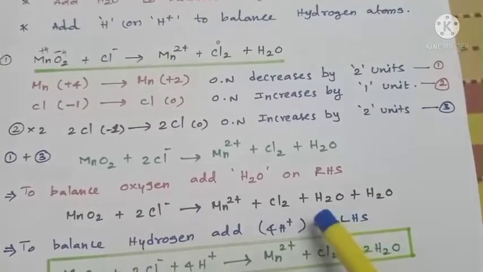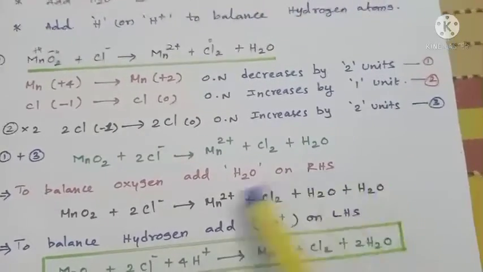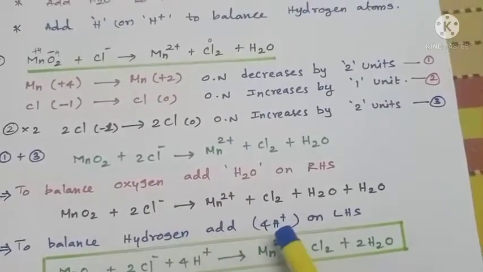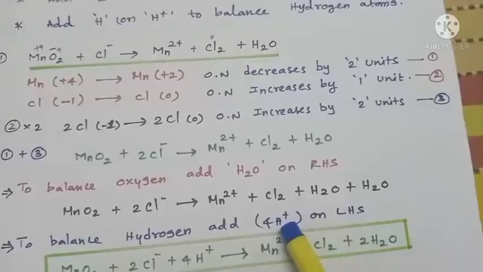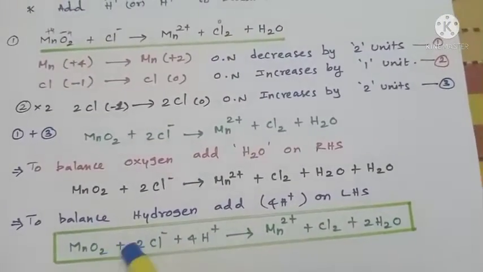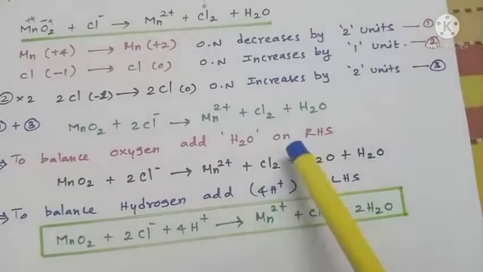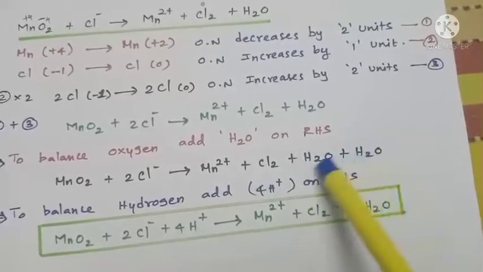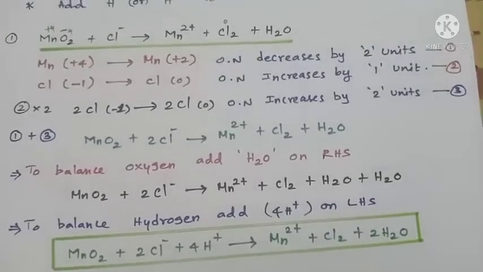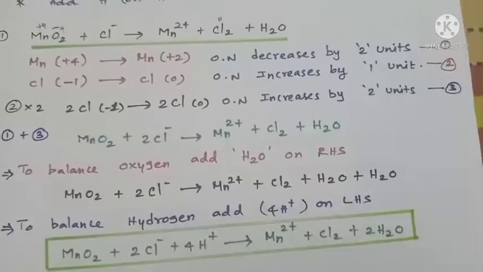But now look at the hydrogens, 2 plus 2. There are 4 hydrogens on the right hand side, but there is no hydrogen on the left hand side. So to balance hydrogen we have to introduce H plus. How many H plus? 4 H plus on the left hand side. So now the final equation: MnO2 plus 2Cl minus plus 4H plus gives Mn2 plus plus Cl2 plus 2H2O. Now these two water molecules can be added together as 2H2O. So this is how the given equation can be balanced based on the oxidation number method.